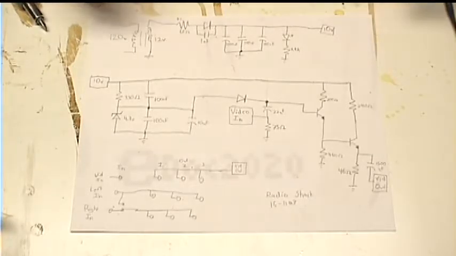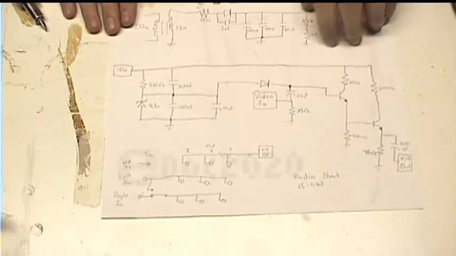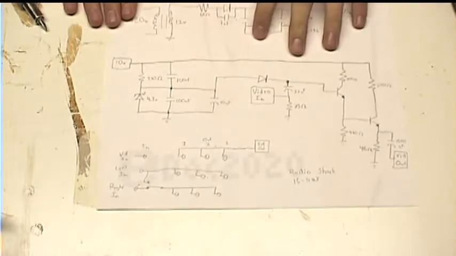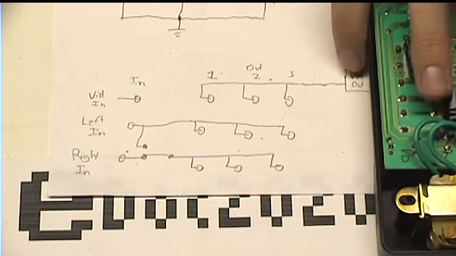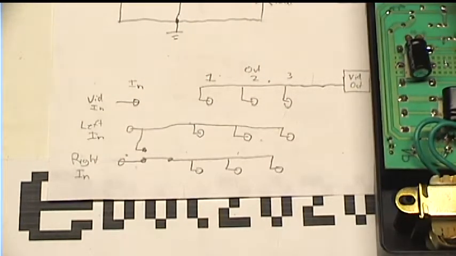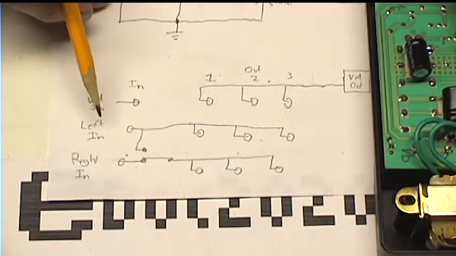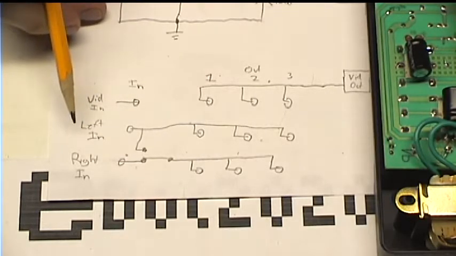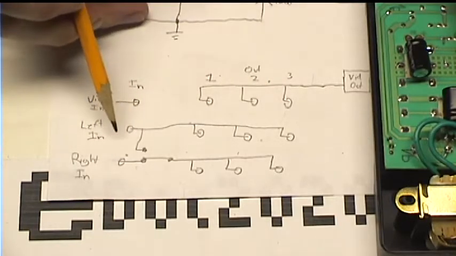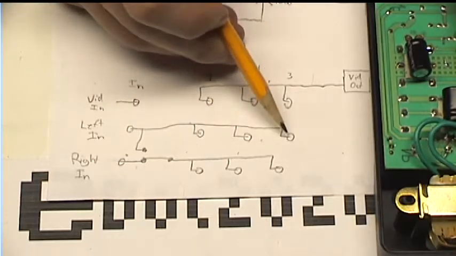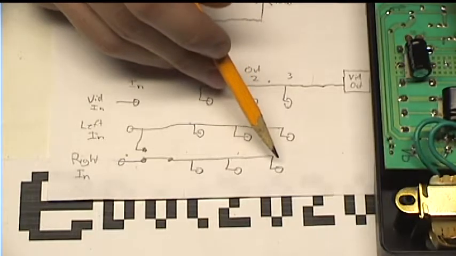Okay, so here's the entire schematic again. I'd actually like to start by first looking at the actual jacks on the device. So you can see here where I've drawn this. If you look at the audio side of things, you can see that the input jacks are directly connected to the output jacks. So left in goes to all three outputs, and the right in goes to all three outputs for the right channel.